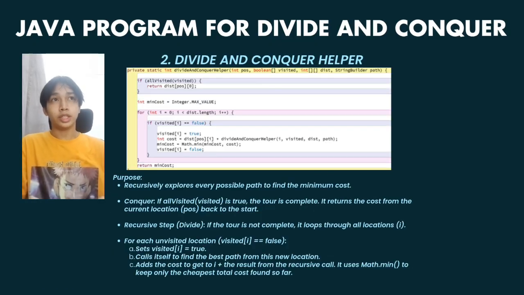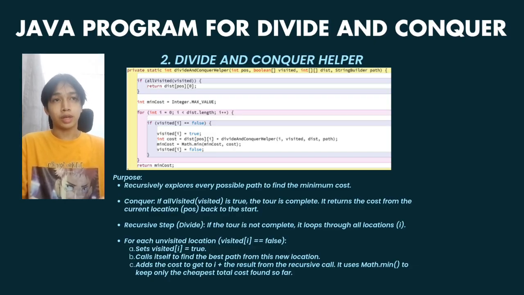For the second one, divide and conquer helper. The purpose of it is to recursively explore every possible path to find the minimum cost. For conquer, if all visited is true, the tour is complete. It returns the cost from the current location back to the start.